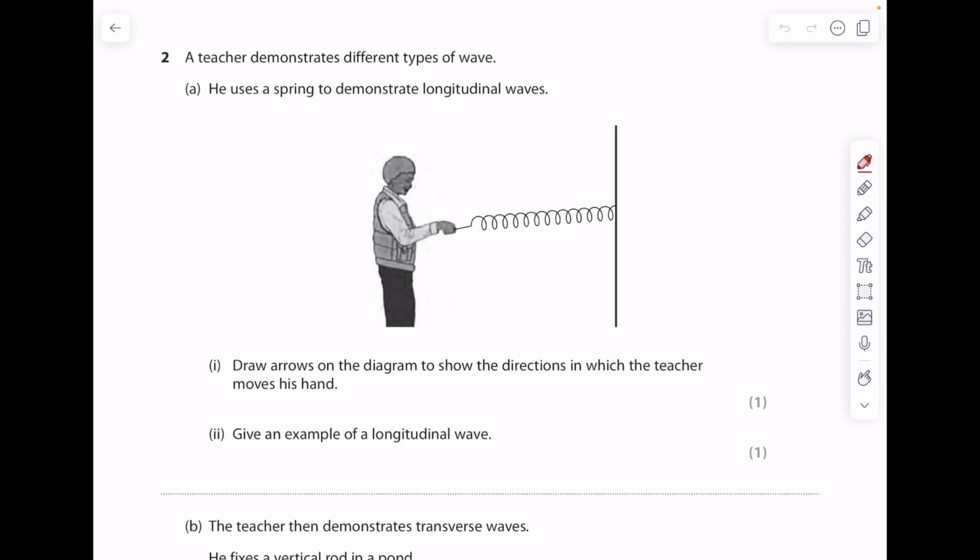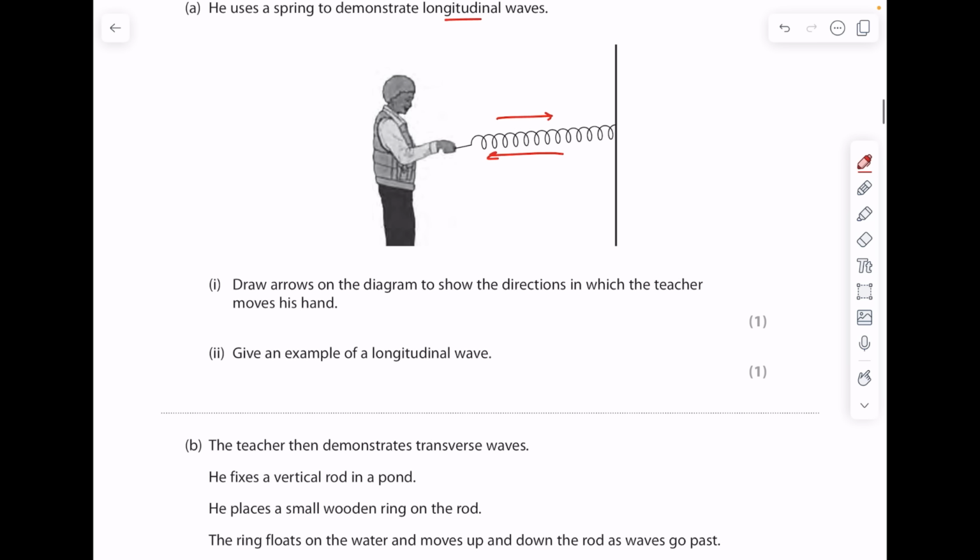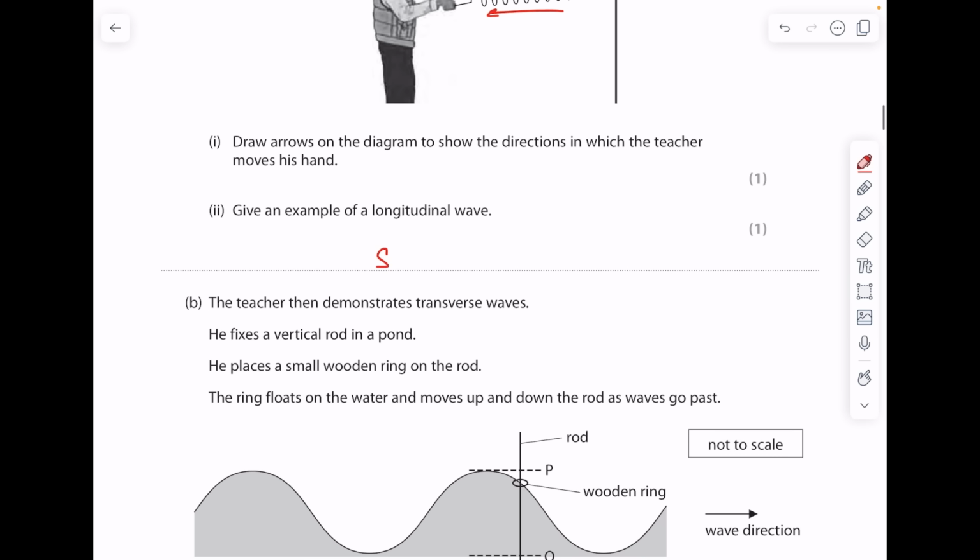A teacher demonstrates different types of waves. He uses a spring to demonstrate longitudinal waves. Draw arrows on the diagram to show the direction in which the teacher moves his hand. So we need to show him moving his hand parallel in this direction and this direction. Give an example of a longitudinal wave: the sound wave.